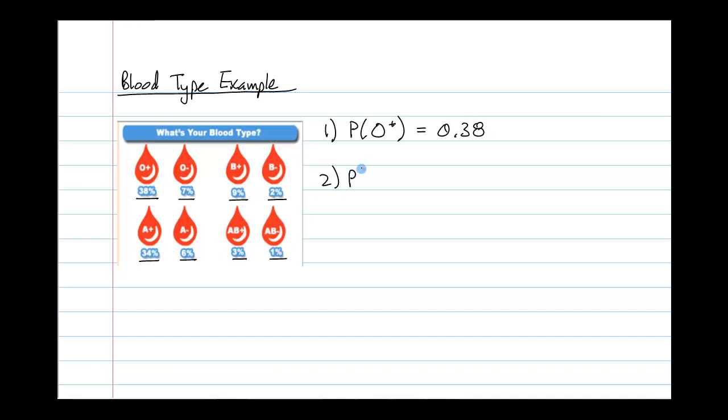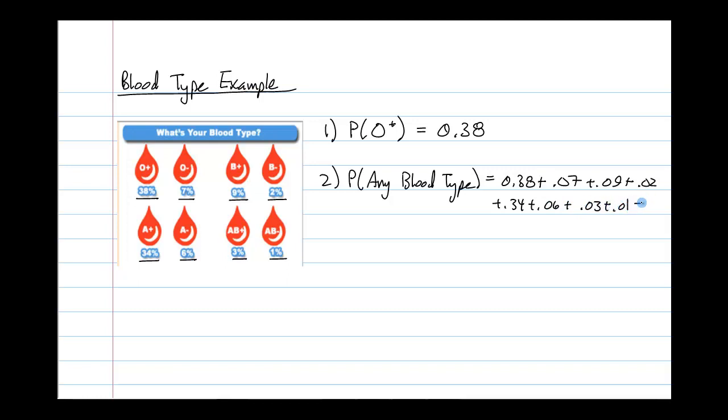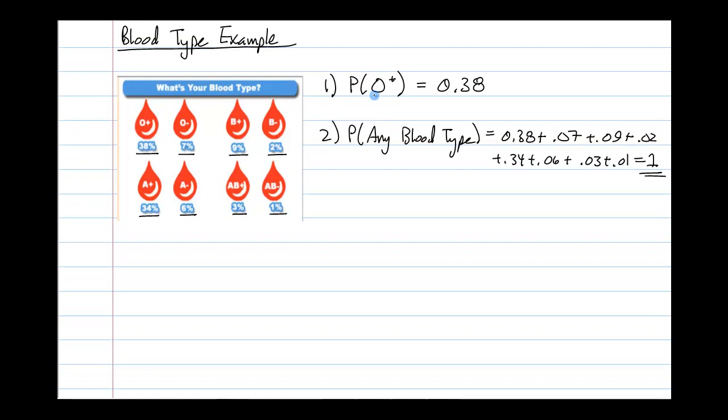What's the probability that a randomly selected person has any blood type? Well, we can see here, throwing logic out the window, they have to be one of these. But for any blood type, I would add up each of these blood types: 0.38, 0.07, 0.09, 0.02, 0.34, 0.06, 0.03, 0.01. And they better sum to 1. If I find a person that doesn't have one of these blood types, then clearly we've missed some information here. So the sum of our probabilities has to be 1.